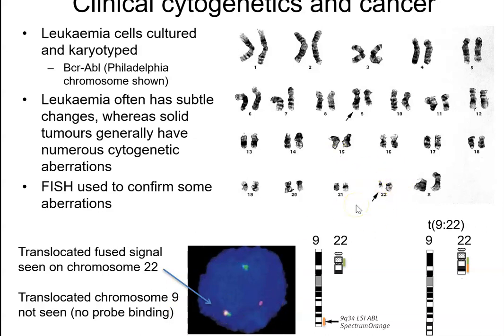We can do that very quickly, and we can screen maybe 100 or 1,000 cells quickly down a fluorescence microscope and determine the frequency of this translocation by doing fluorescence in situ hybridization and quantifying the number of cells which have this particular abnormality to get a frequency in blood.